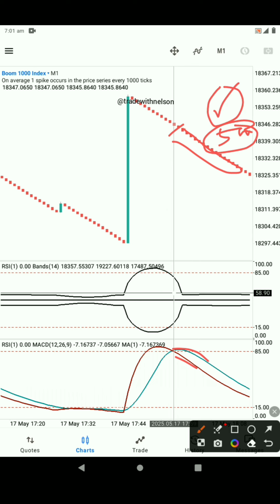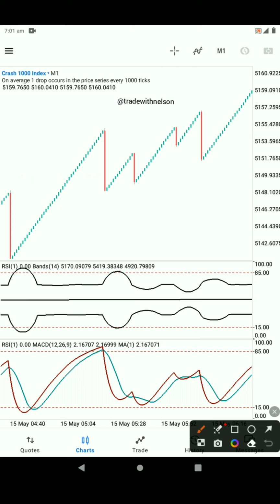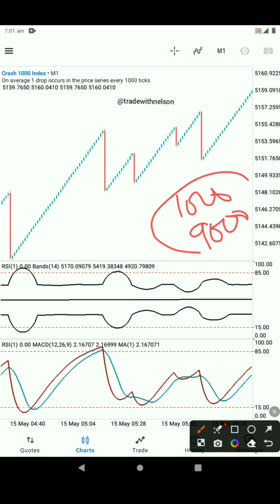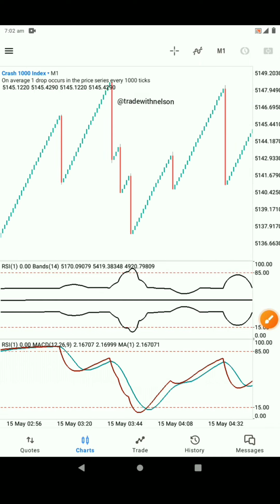See how the market delivers that. So this is the Crash 1000 market. This strategy works perfectly on the Boom and Crash 1000, at the same time Boom and Crash 900. If you stick to these markets, you will get a lot of opportunities in a single day.